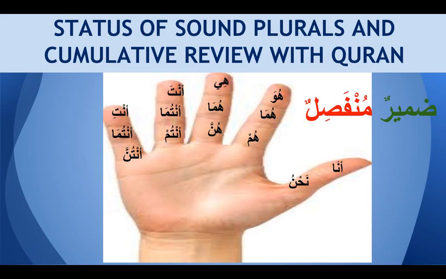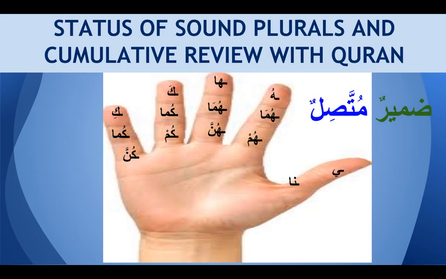So these are damirun munfasilun. They always come as mubtada and they are always marfu. Most of the time they come as mubtada. And what are these? Huwa, huma, hum, hiya, huma, hunna, anta, antuma, antum, anti, antuma, antunna, ana, nahnu.